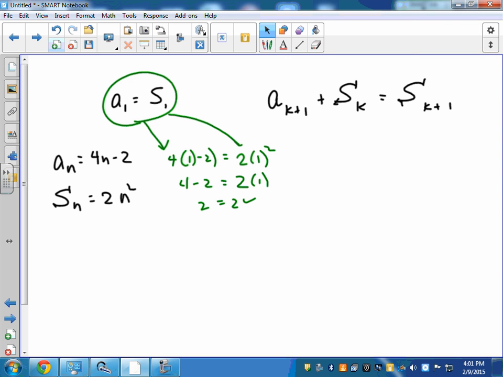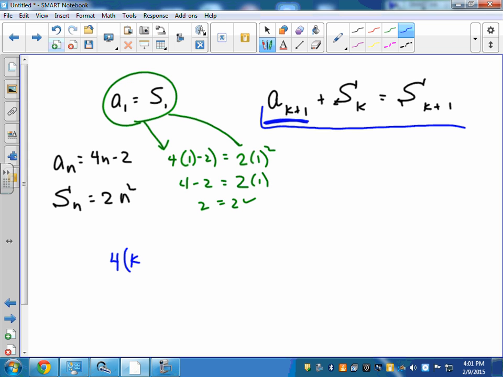For this case, things get a little bit more intriguing. So let's see, a sub k plus 1, and we'll do this one first. A sub k plus 1 is 4 times k plus 1 minus 2. Basically, I take my nth term generator, and in place of n, I'm putting k plus 1. Okay, to that, I have to add the kth partial sum. Here's my nth partial sum. So in place of n, I'm going to put k. So 2k squared. And on the right side, I need the k plus first partial sum.